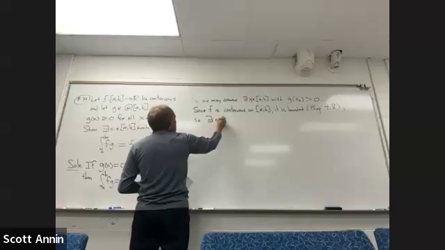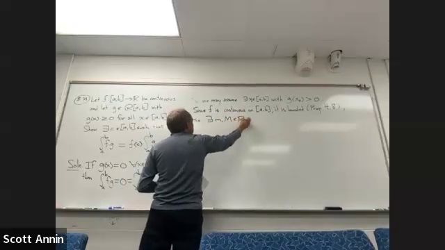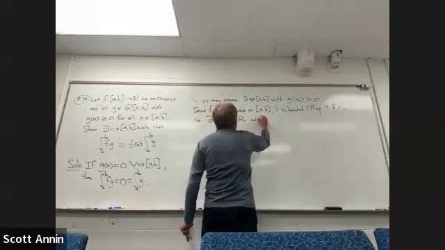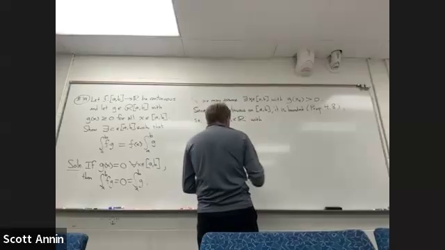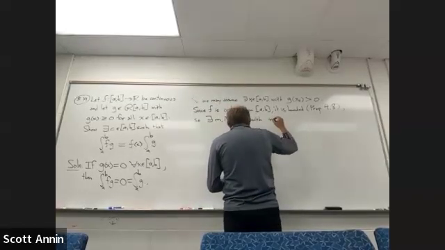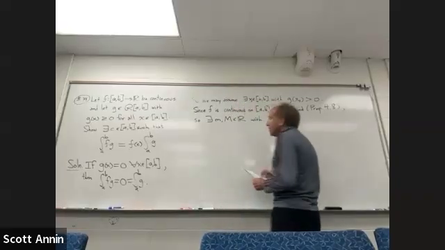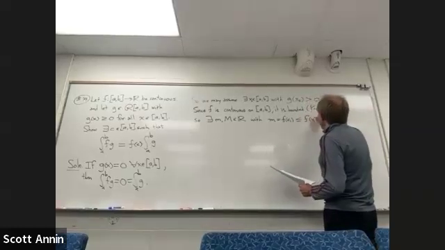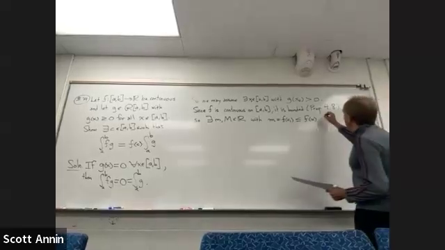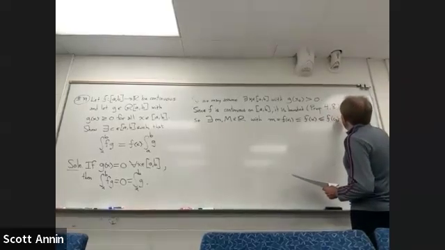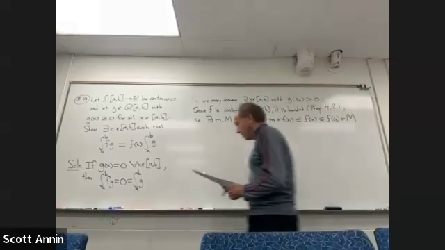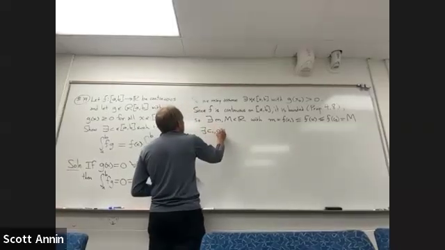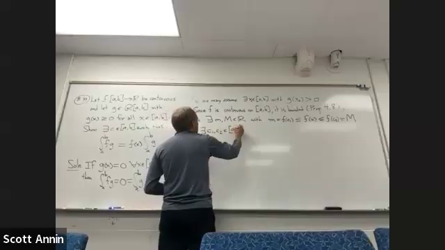there exists a little m and a big M in the real numbers with little m, which is sort of like the minimum value, so it might be f of c1, which is going to be less than or equal to every f of x value, and that in turn is going to be less than or equal to f of c2, which is going to be big M. This is for some c1 and c2 in the interval from a to b.